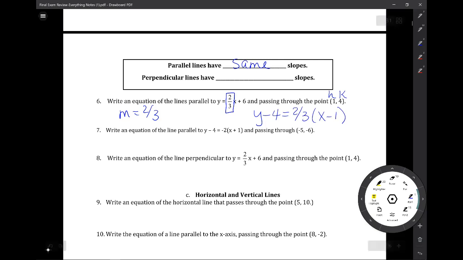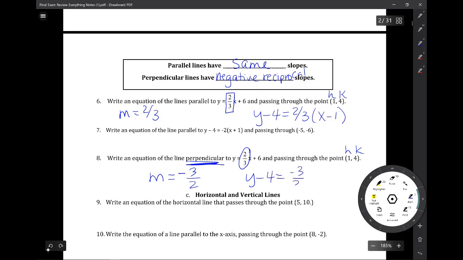Now perpendicular lines have what's called negative reciprocals. So negative reciprocal, let's jump down to number 8 now. It says write the equation of a line perpendicular to this given the point. So instead of keeping the 2/3, perpendicular actually means I'm going to negative reciprocate it. So I'm going to flip it and make it negative. That's what perpendicular means. You're going to do a lot more with that next year. This year you really have to know parallel. All right, there you go.